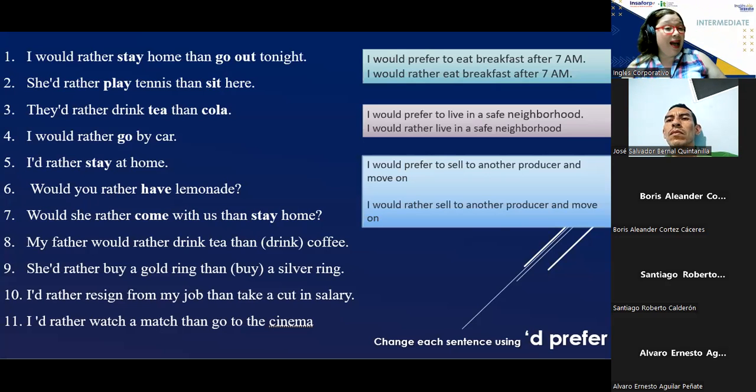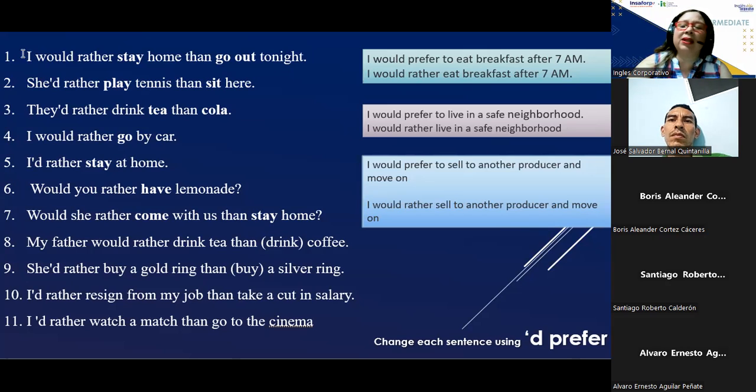And here we've got the other way that I was saying that we can express preferences, just using the verb prefer. We can use also would prefer, like would rather, and they will be the same thing. But what is the difference there? Just the structure. In would rather, the verb is just as it is, without the particle to. But with would prefer, I would use the to particle, the infinitive.